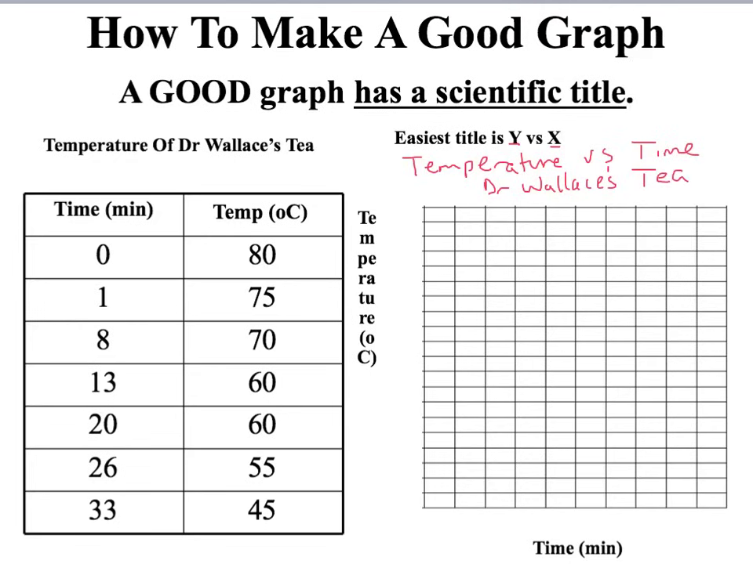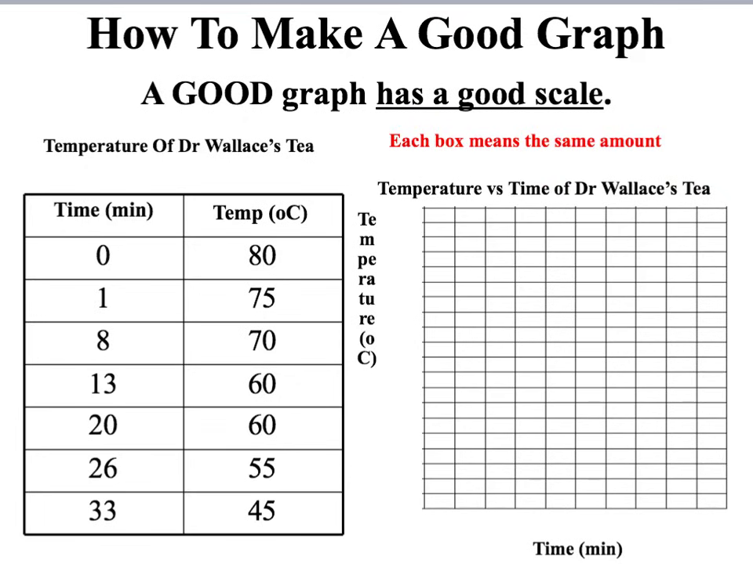So we're not looking for some hugely complicated title here, just something that makes sense, and it's not cutesy. Now the next thing that we want to do is make sure that our graph has a good scale. And what I mean by that is that each box on the graph is going to mean the same amount. And this is going to take a little bit of planning.